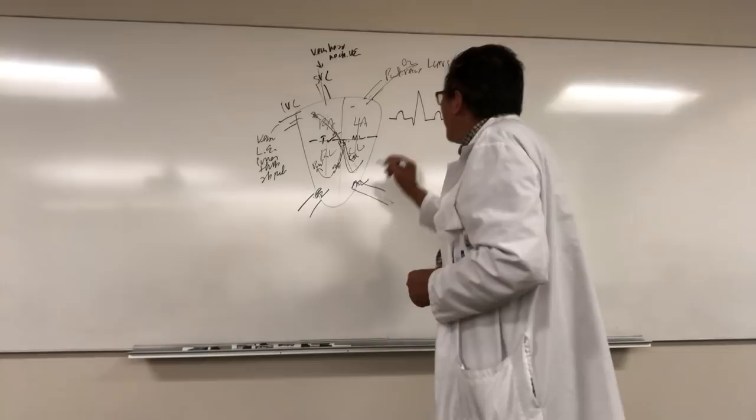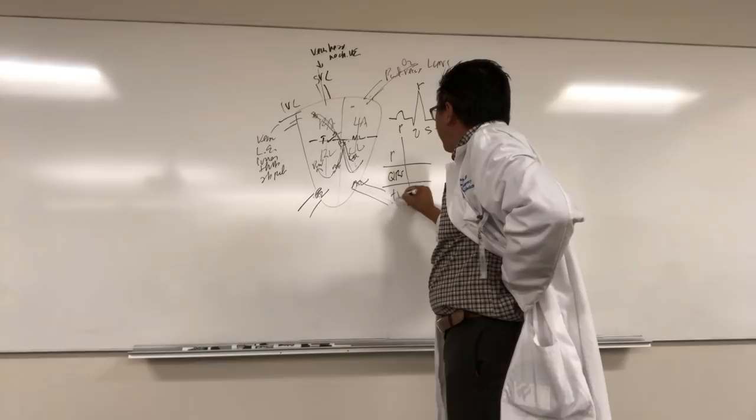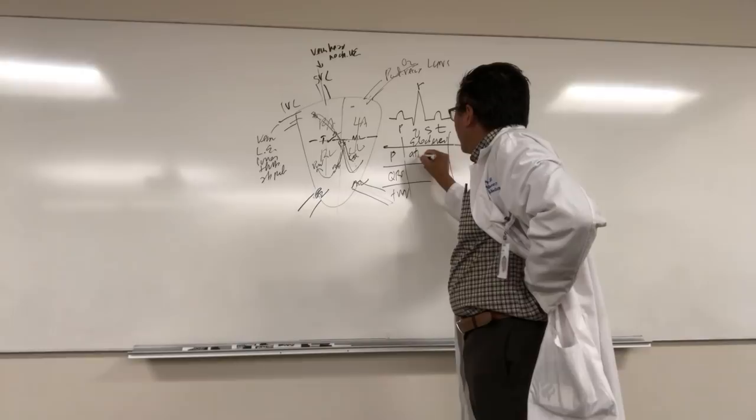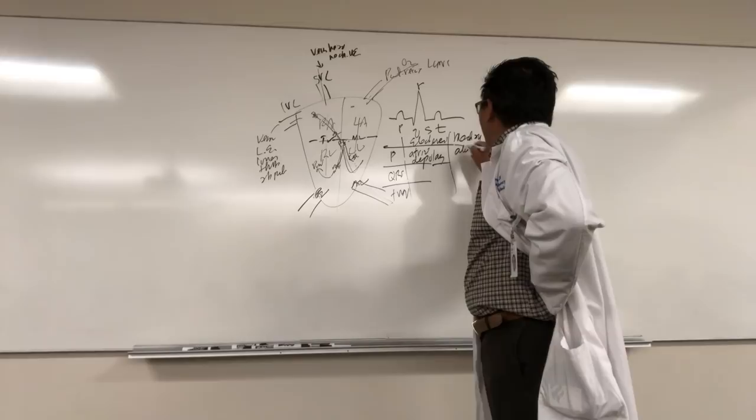Okay, P wave, this one. Q, R, S, T. P wave, QRS complex, T wave. What is the electrical event? The first one is called, for the P wave, it will be what? Atrial depolarization. What is the mechanical event? Mechanical event is atrial what? Systole or contraction.